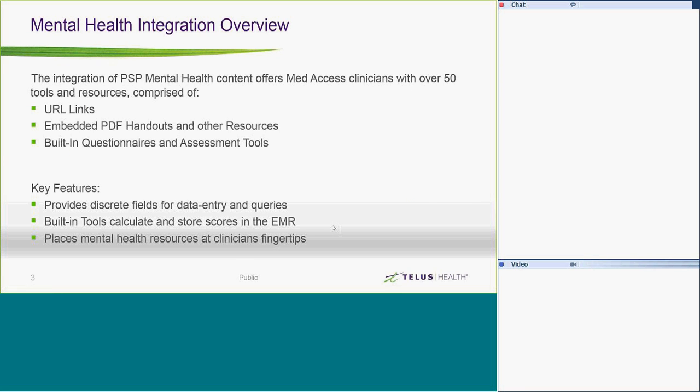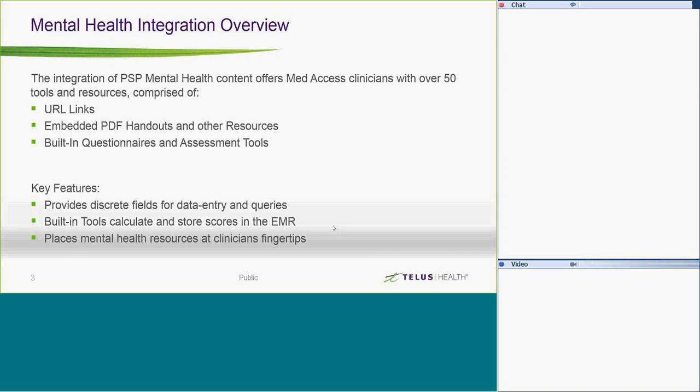So the integration of all the mental health content, including adult mental health as well, is over 50 tools and resources. Those are made up of either URL links to resources and websites, embedded handouts, which could be assessments, questionnaires, and patient resources. The third piece would be built-in questionnaires and assessment tools, where the EMR will calculate scores for you. Traditionally with your paper copies, you'd have to tabulate them. The EMR will calculate that for you, so you just need to answer the questions, and you'll get your score at the end.